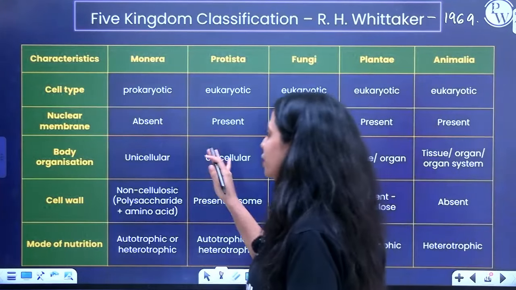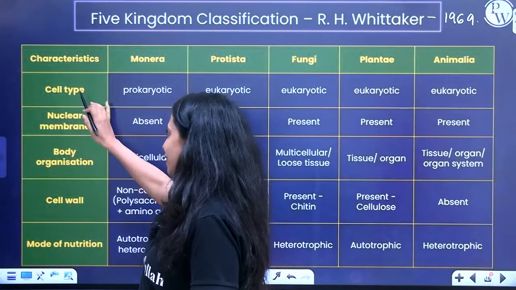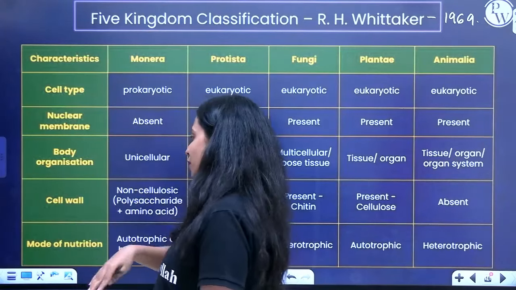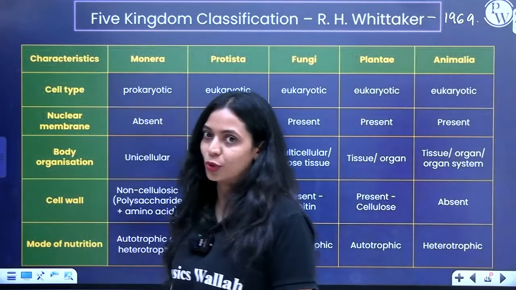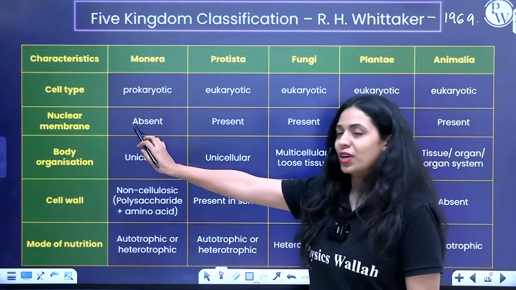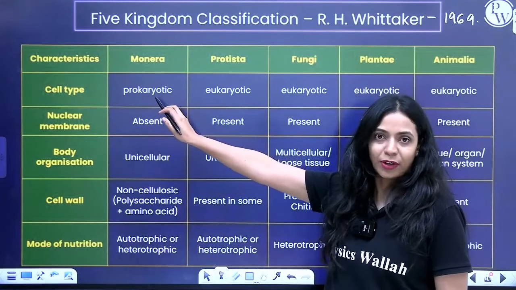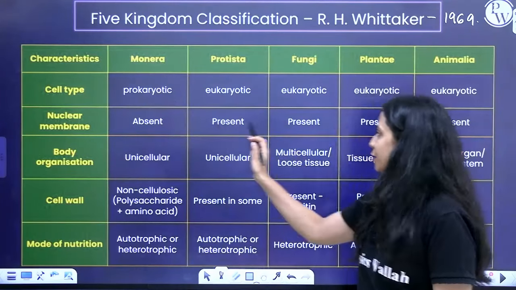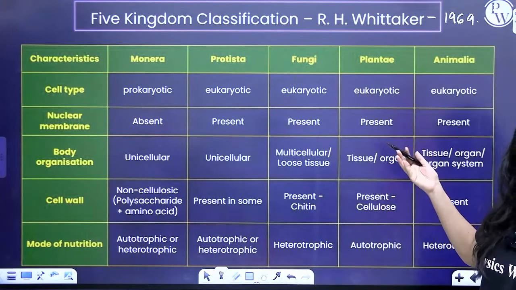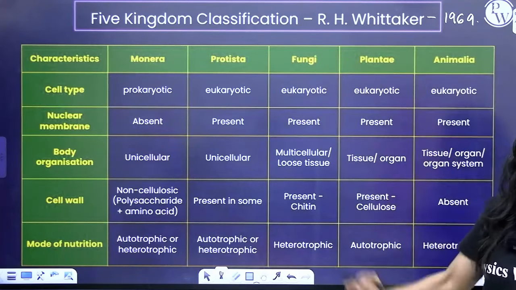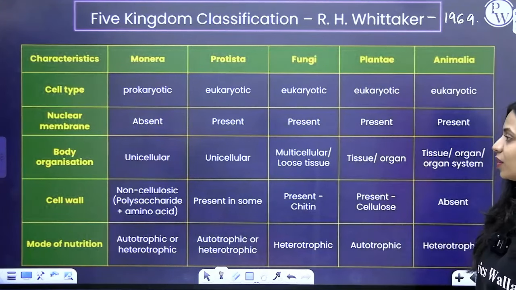Now, what are the characteristics? We are looking at the cell type, whether the nuclear membrane is there or not, the organization of the body, whether it's unicellular or multicellular, does it have a cell wall, what is its mode of nutrition, all of that. First thing, if the nuclear membrane is absent, obviously it will be prokaryotic, right? If it is prokaryotic, it is grouped under kingdom Monera. If the nuclear membrane is present, it's eukaryotic, and it will belong to the other groups. In Protista, Fungi, Plantae, Animalia, we have eukaryotic organisms.